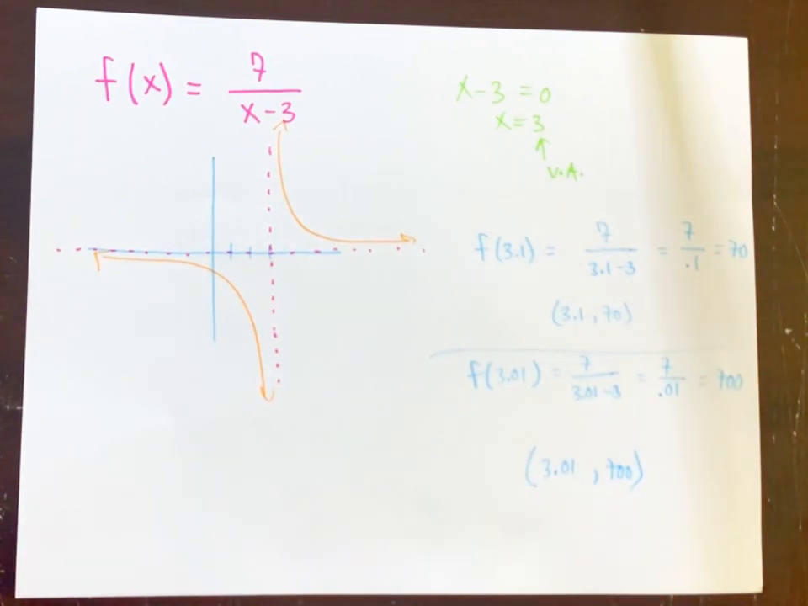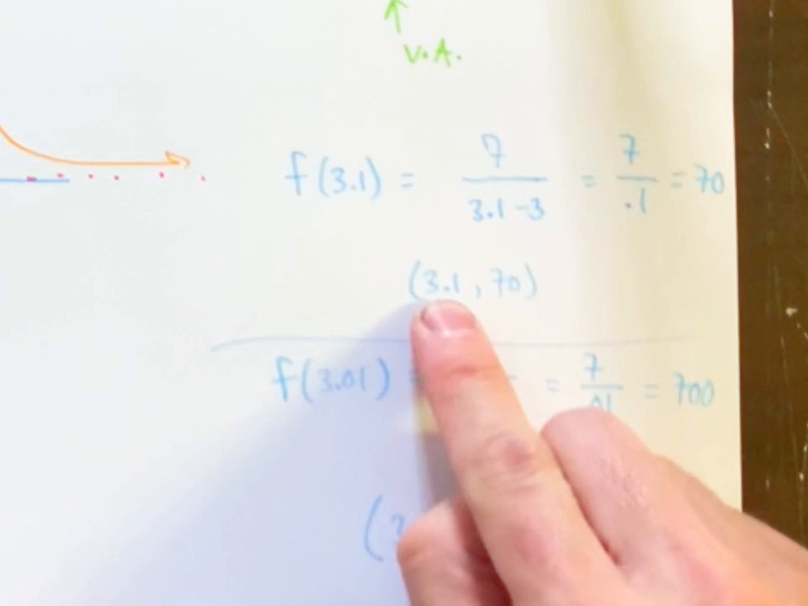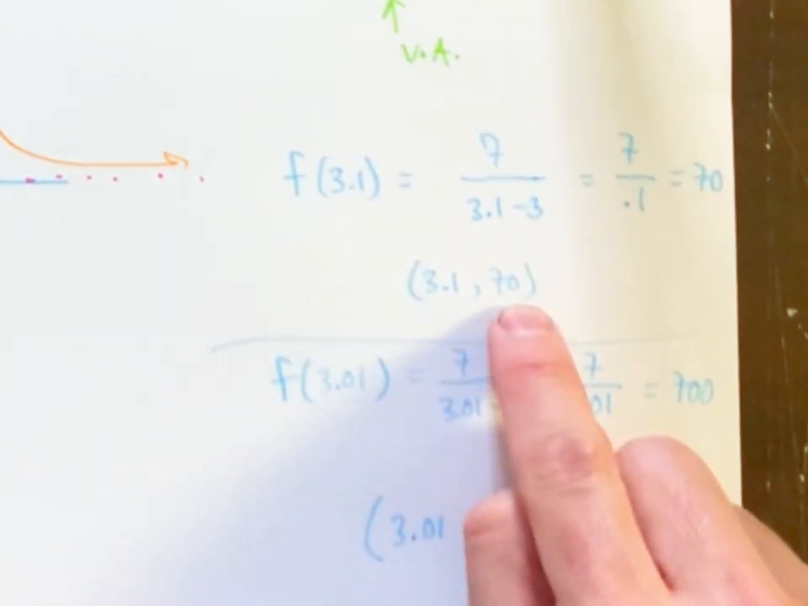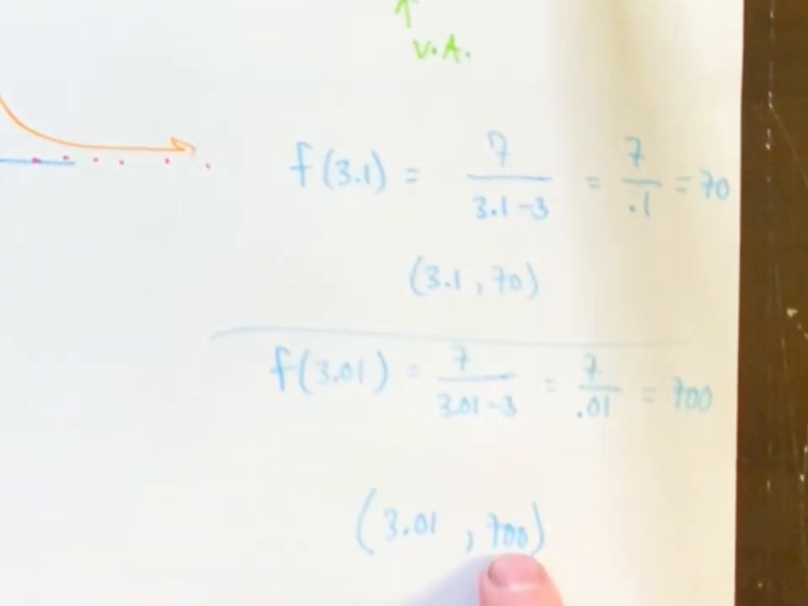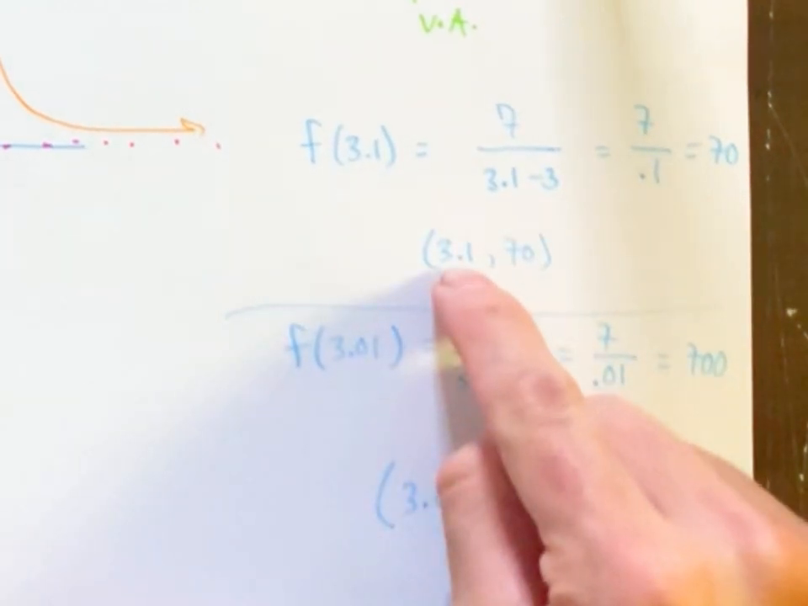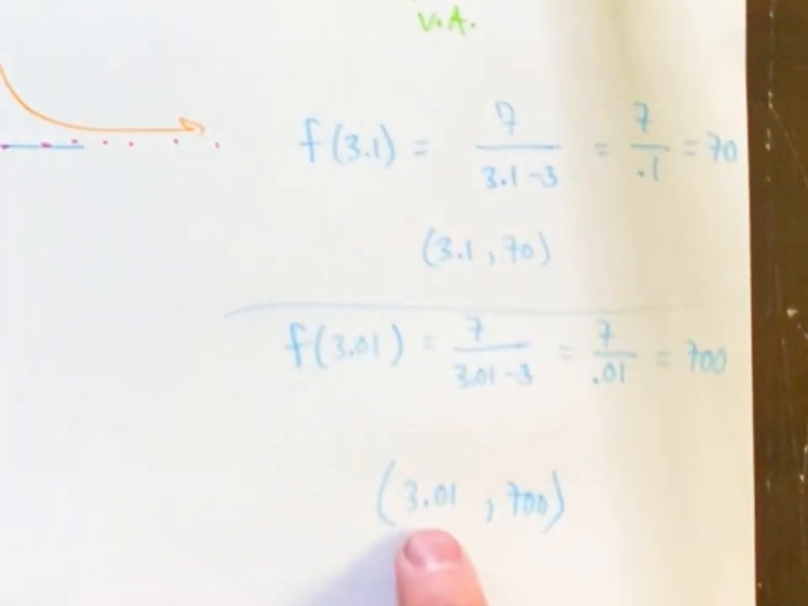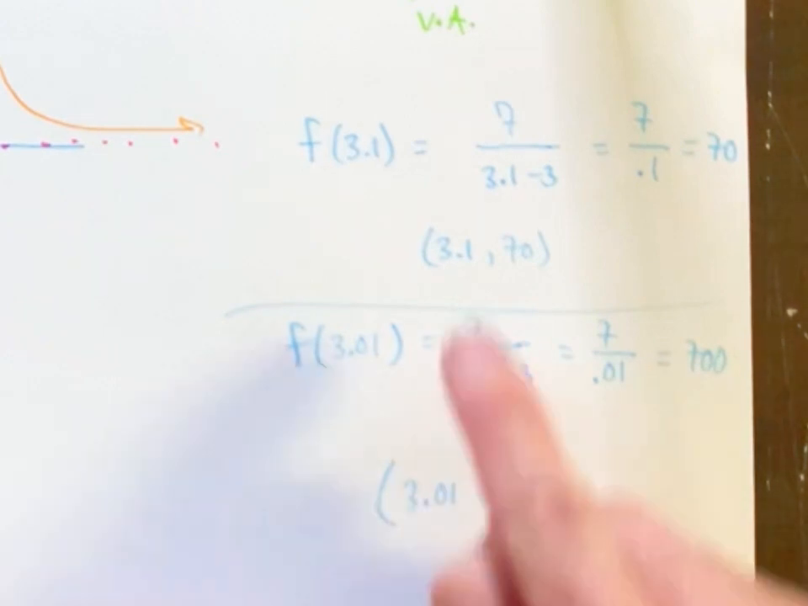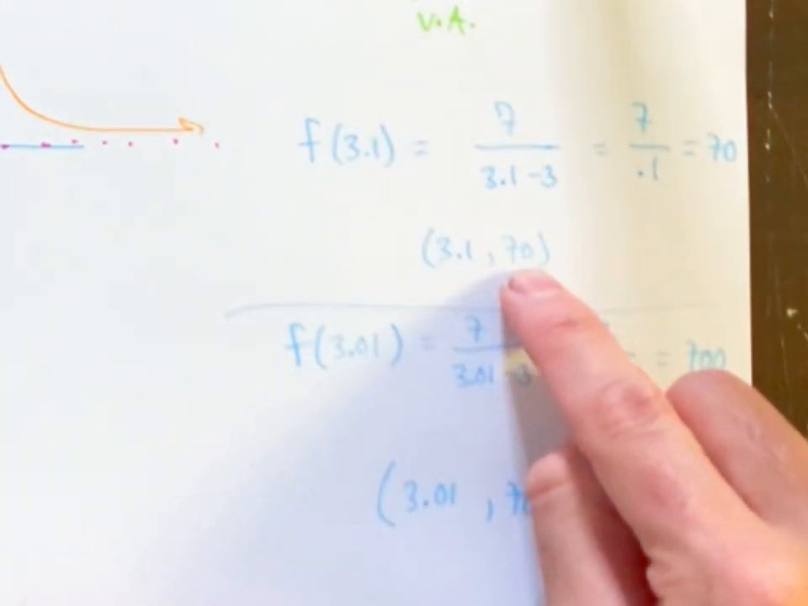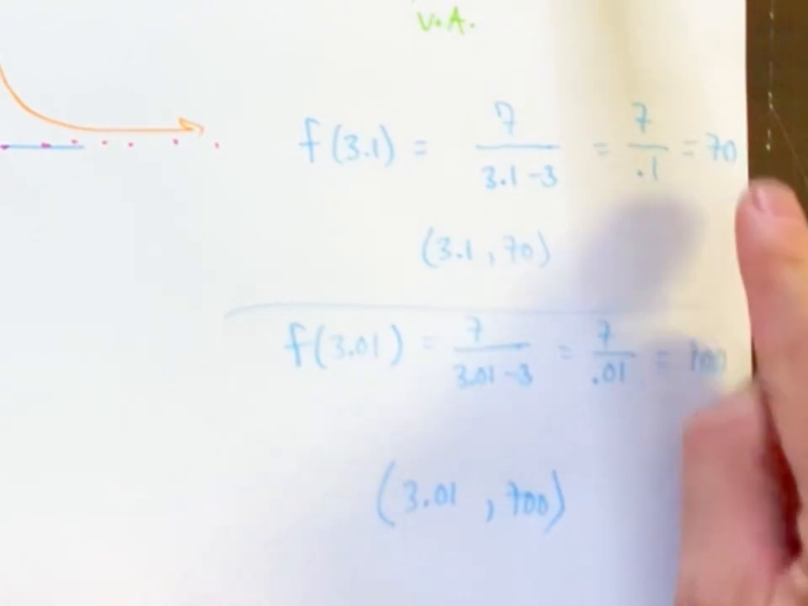So you see what's happening. What's happening is 3.1 and then 3.01. This one had a y coordinate of 70, which is pretty high, but this one's way higher. So the observation is, as your x coordinate gets closer to the vertical asymptote, the y coordinate gets bigger. And the y coordinate gets bigger for this reason.